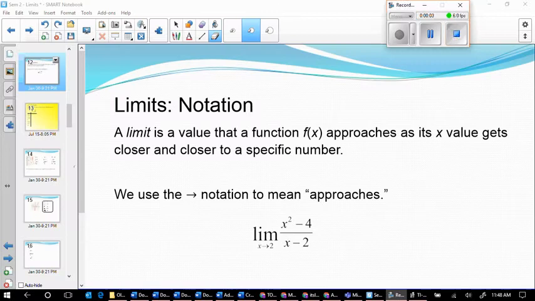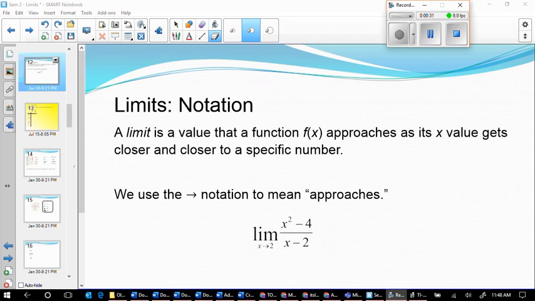Today, let's discuss limits. First, we're going to talk about what a limit is and its notation so that we understand what it's asking when we see something. A limit is a value that a function f of x approaches as its x value gets closer and closer to a specific number. Note that I'm not saying what the actual f of x value is at x. I'm just saying what happens as x gets closer and closer, right?